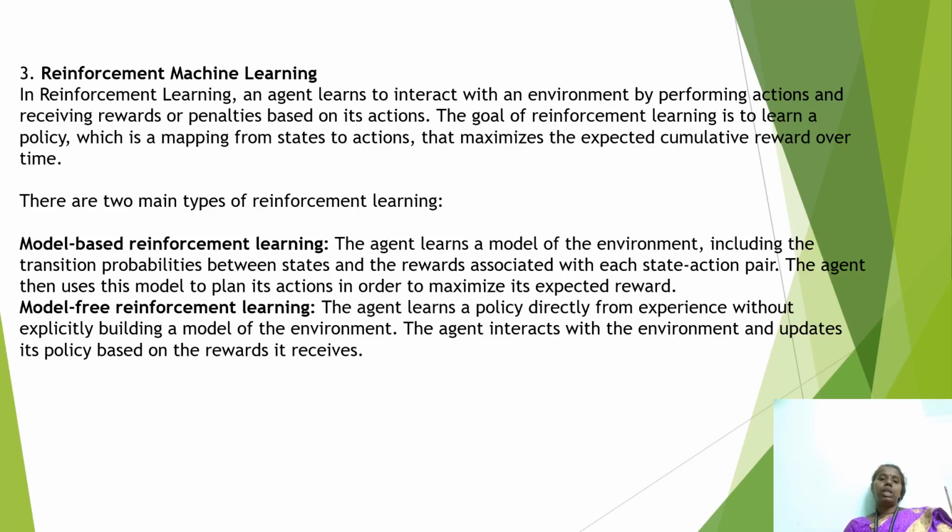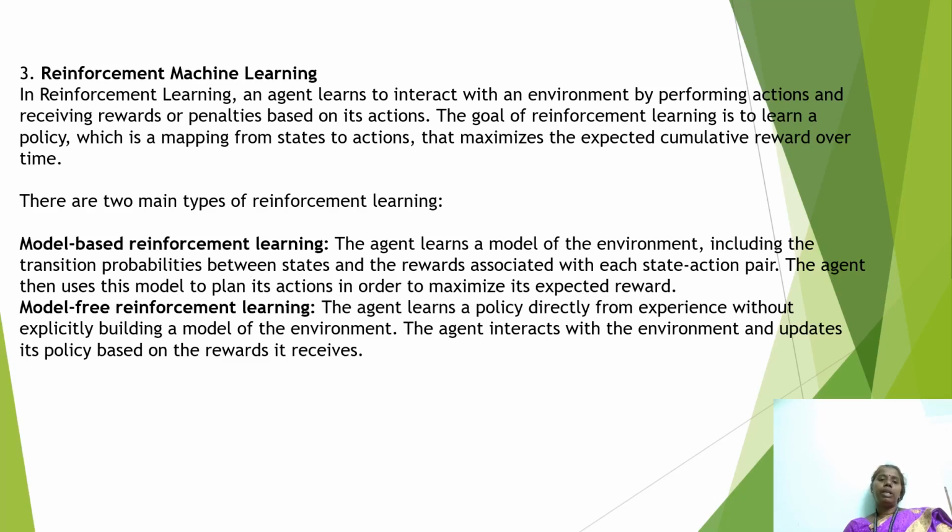The last one, reinforcement machine learning. So in this, an agent learns to interact with the environment by performing actions and receiving rewards and penalties based on its actions. The goal of reinforcement learning is to learn a policy, which is a mapping from states to actions, that maximizes the expected cumulative rewards over time.